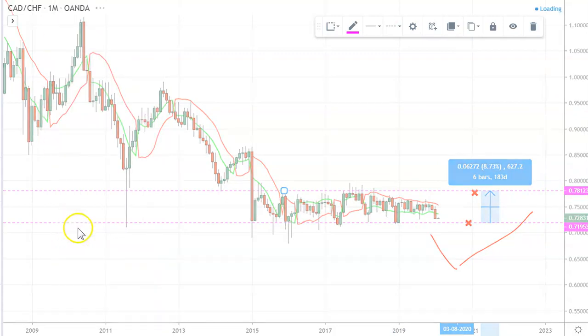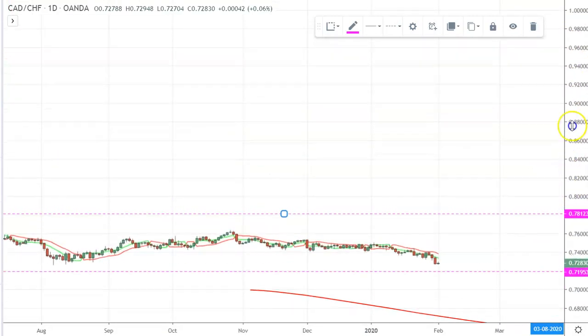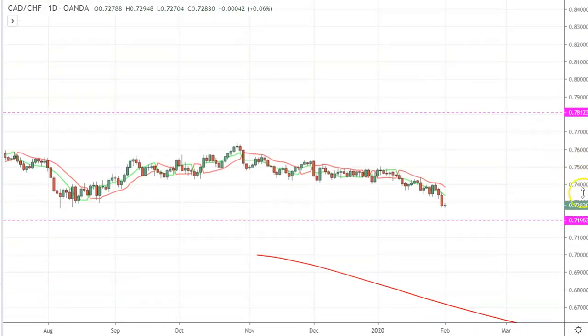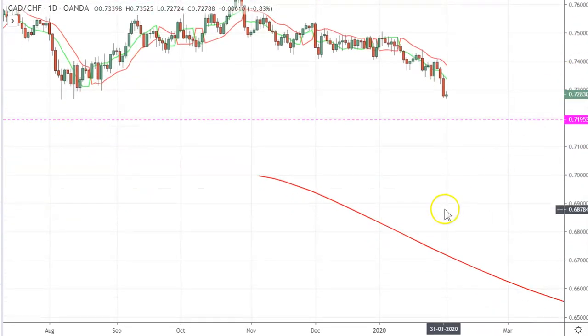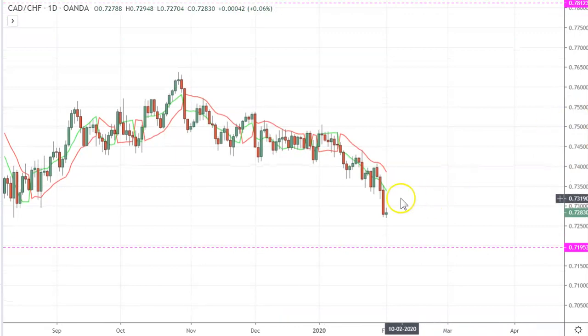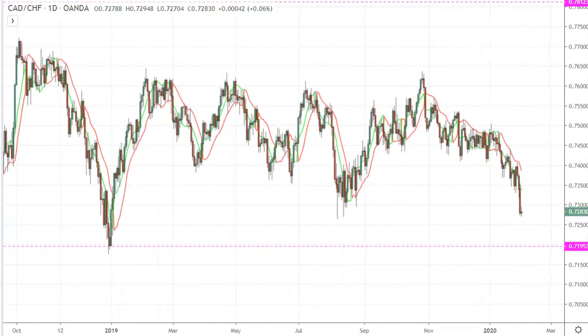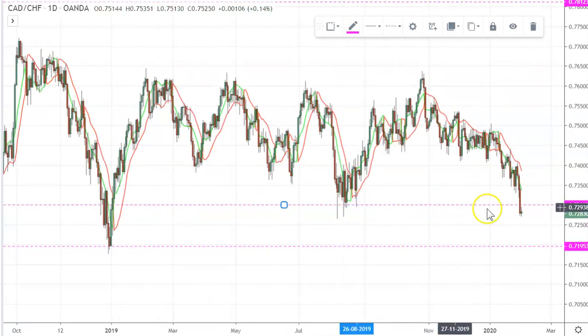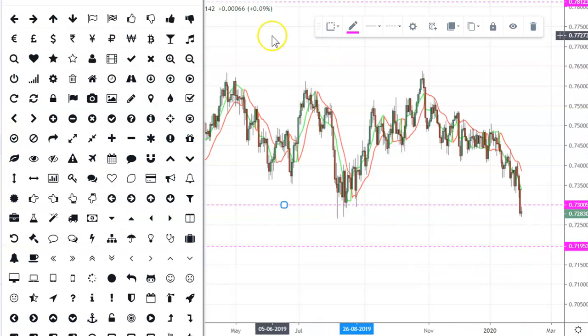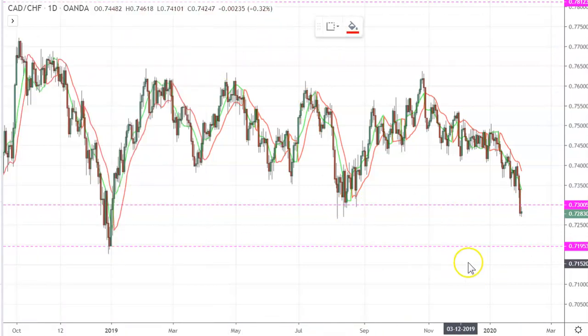So there you have it. That's my pick out of those pairs. You can see when you come back to the daily, it's got a way to go. Will it stop here? We'll have to wait and see. It's already broken this area, so my bet is that it's possibly going, sorry, it's possibly going to here. And that's my pick of the CAD crosses.